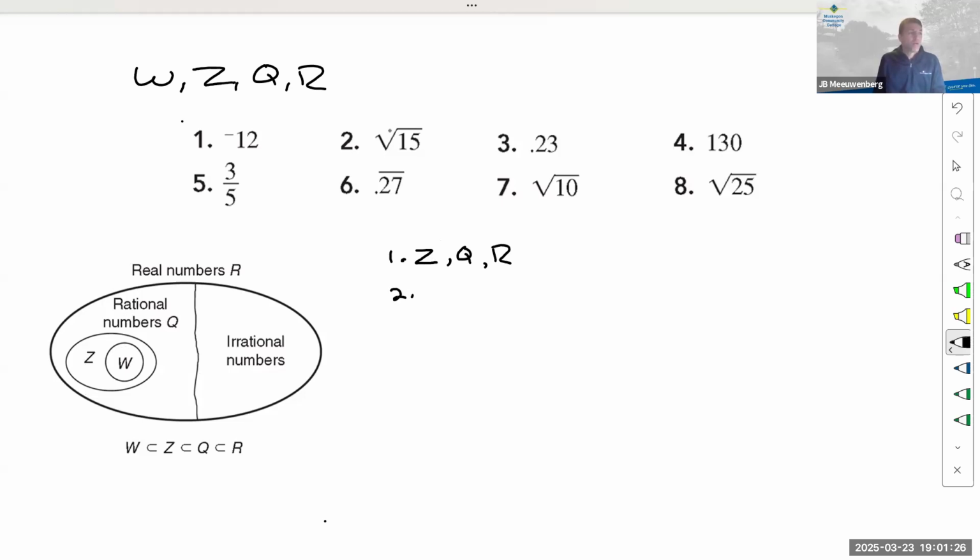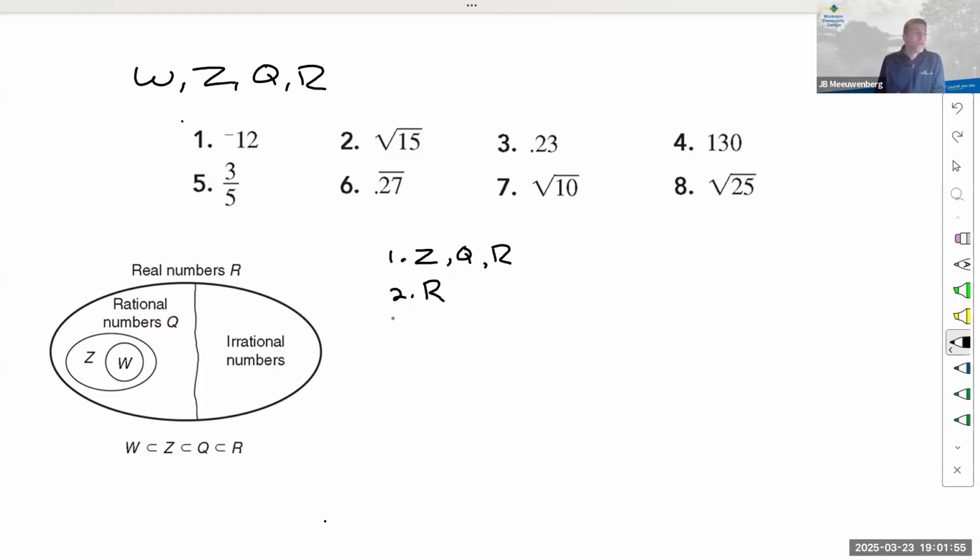For number 2, we're at the square root of 15. Now, if you try that on your calculator, you'll see that's not a whole number. So that means it is an irrational number. It can't be written as a fraction. So the square root of 15 is an irrational number. And we are then just classifying it, for this case, as a real number. It's not over here. It does not belong over here. So it's only a real number.